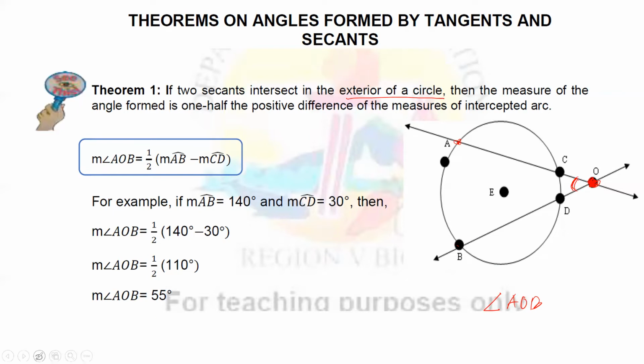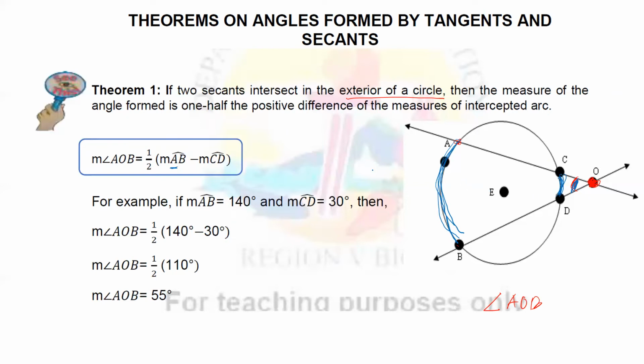Now, if you will notice, two arcs are intercepted. We have here CD and we have here AB. These are the intercepted arcs. To get the measure of angle AOB, you have to get 1/2 the positive difference of the intercepted arcs. So 1/2, subtract the bigger arc minus the smaller arc. In this case, since AB is bigger, it is AB minus arc CD.